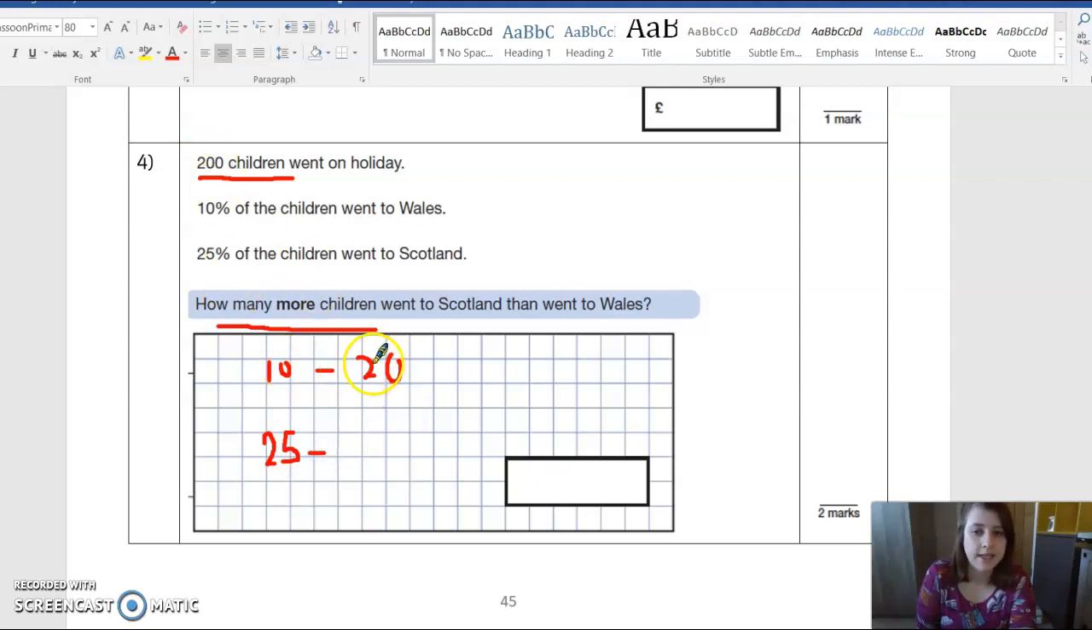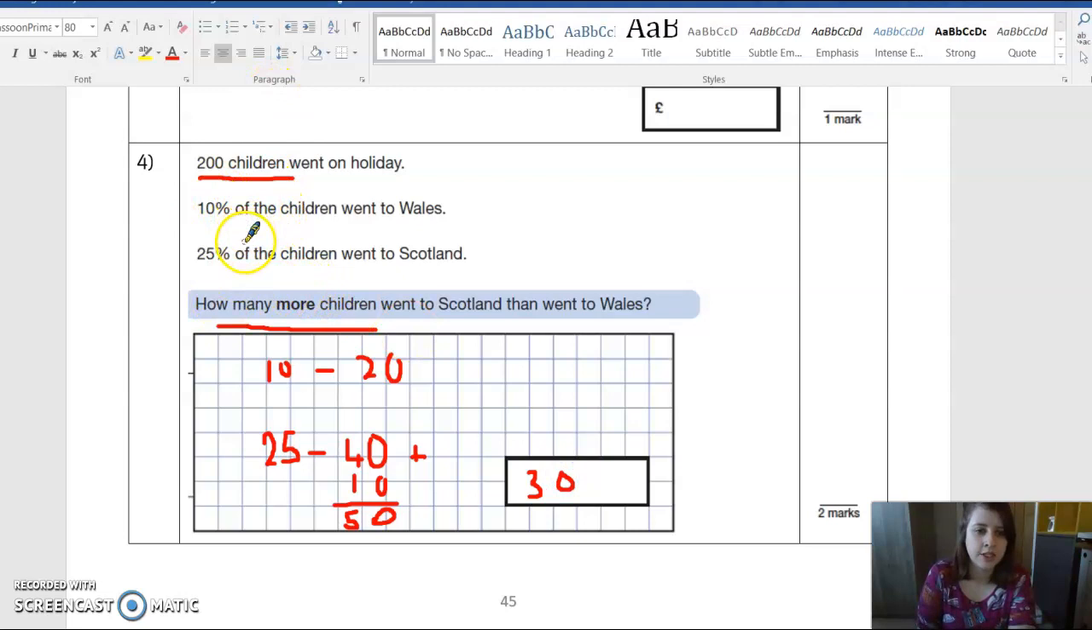So I know 10% is 20, so 20% must be 40 because I'm going to double that. And then I need to find 5%, so I'm going to halve that, so it's going to be 10. If I add those two together, my 20% and my 5%, that means 50 children went to Scotland. Now it's asking me for the actual answer to the question. It's asking how many more children went to Scotland than to Wales. So 20 children went to Wales, 50 went to Scotland. So I need to do 50 take away 20, which is going to give me 30. So the answer to that one is 30 children.